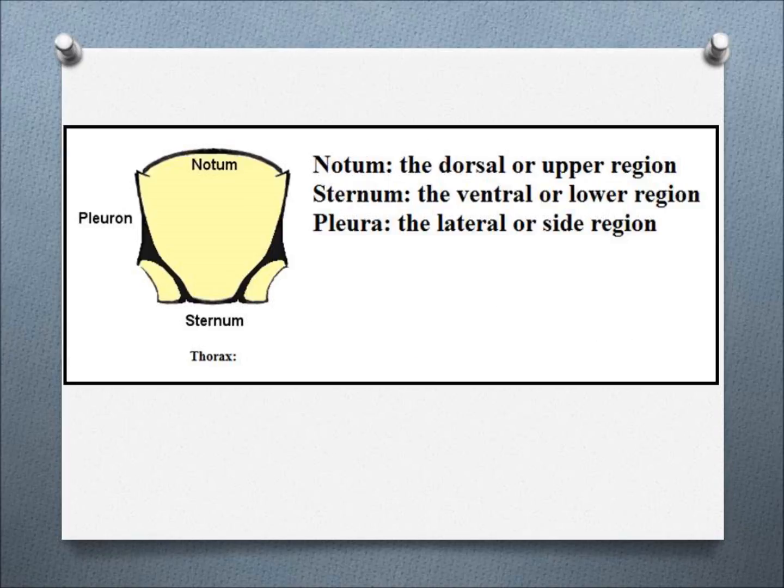The sclerites of the thorax are also divided into the dorsal or upper, ventral or lower, and lateral or side regions, the notum, sternum, and pleura, respectively.